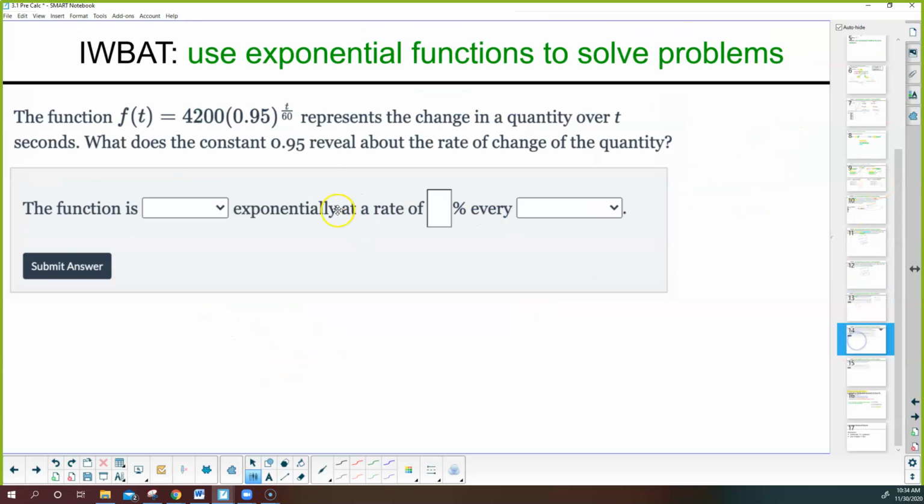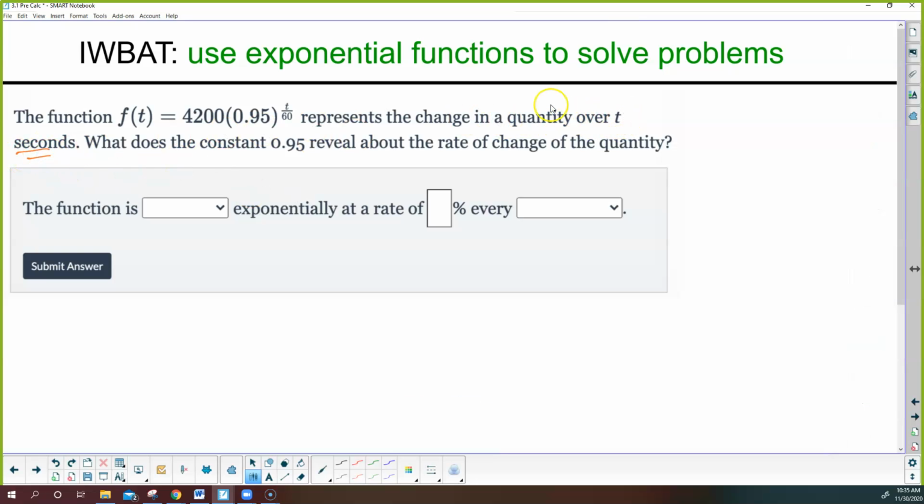Okay, so let's look at another one just so you're comfortable. Hopefully you can kind of look at this really quick. This is the same style of problem. They're saying, here's the function. It represents a change of quantity over seconds. So now time represents seconds. What does the constant reveal? Well, we're looking at the base. Notice that base is less than 1. So this would be called a decay function.